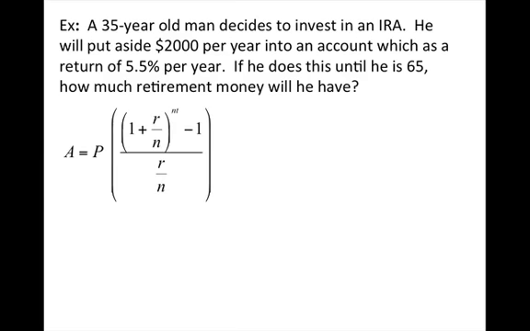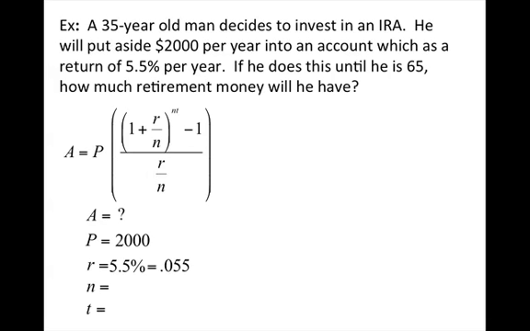So I'm going to use the formula from lesson 5.3. A equals P times 1 plus R over N raised to the NT power minus 1 divided by R over N. A is the final amount, and that's what I'm looking for. P is the amount of my deposit, so I'm depositing $2,000 each year. R is the interest rate, which is 5.5%. If I divide that by 100, I get 0.055.